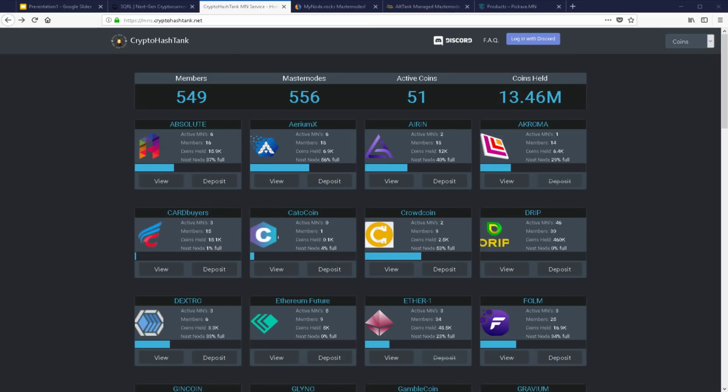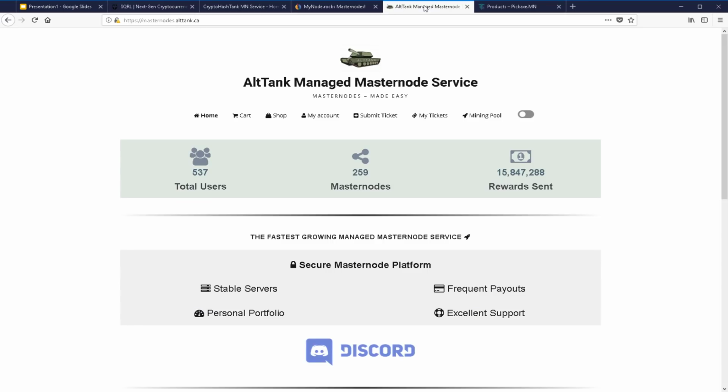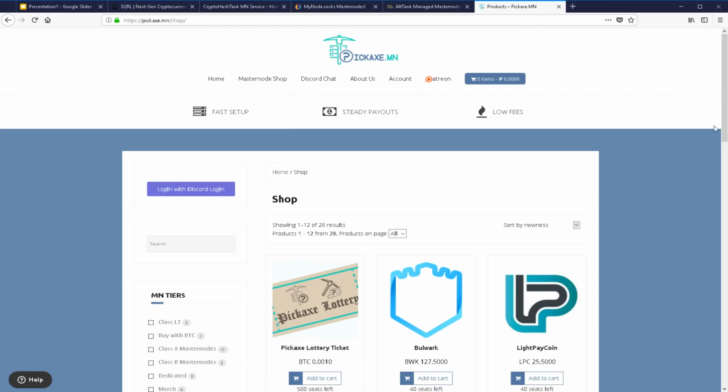So out of those ones, do you think PickAxe is your favorite? Just to go back to what you were saying, we've talked about Crypto Hash Tank, MyNode Rocks, Alt Tank, and PickAxe. From what you're saying, they all have their strengths and weaknesses. Some are automated, some are not, with varying levels of customer service and fees. That's right. And also they have different coins, so you might have one that's the best service, but they don't have the coin that you want.